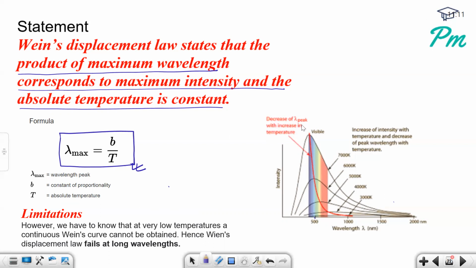Now you can see here the decrease of lambda peak with increase in temperature. If we increase the temperature, lambda peak decreases. For this temperature, lambda peak is slightly on the right side. If we increase the temperature, lambda peak goes slightly to the left side. In this way, we can see it for all the curves. So this is the graph of Wien's displacement law, and it is very helpful for analyzing black body radiations also. You can find the black body radiation explanation in the description link.